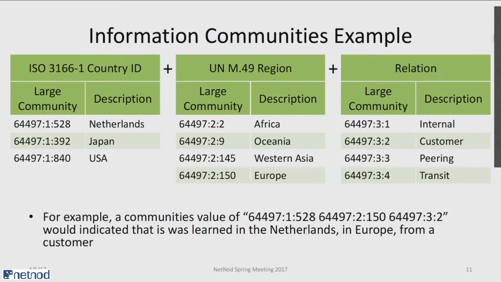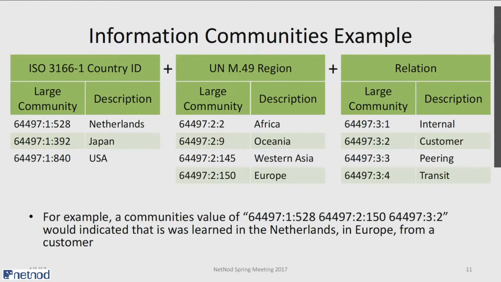In all instances, the global administrator, in our context, is NTT. It is our namespace, and we document publicly that this community means this. And if the community starts with 2914, then you know that ASN 2914 is the one responsible for documenting that. So these are a few examples. From that ISO list, there's the Netherlands, which has been identified as 528. So what we do is we take that ISO-defined value, stick it in the large community, and call it a day.